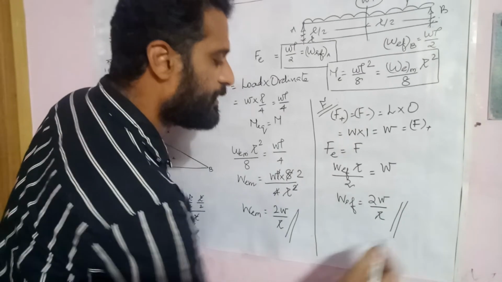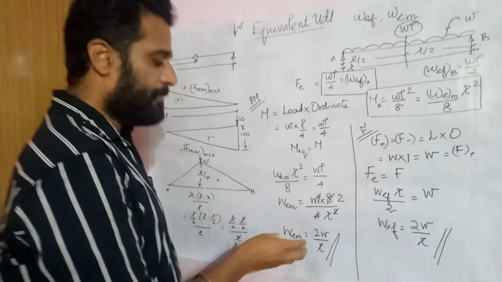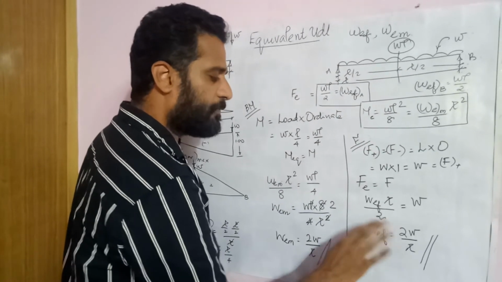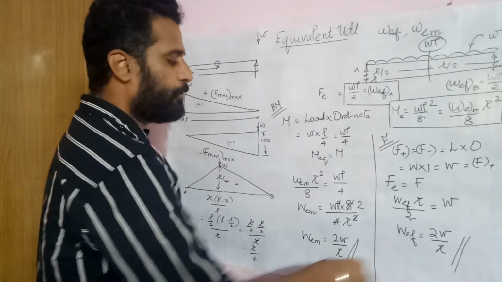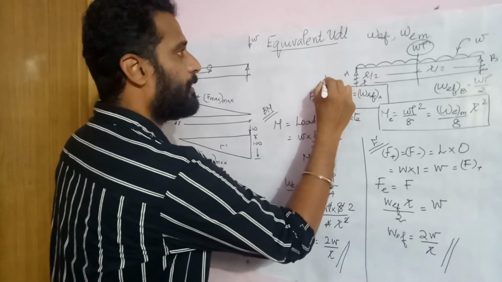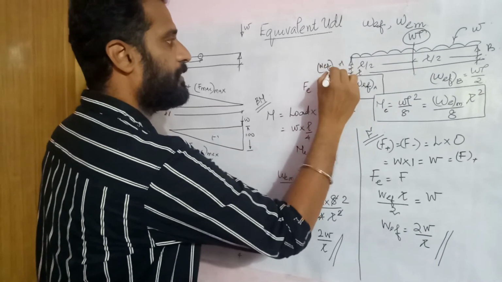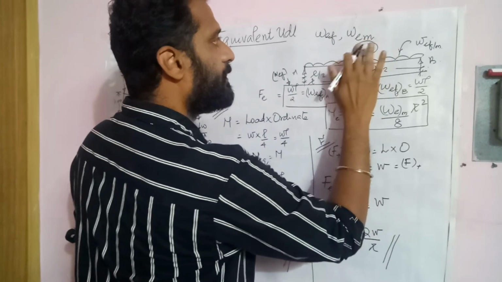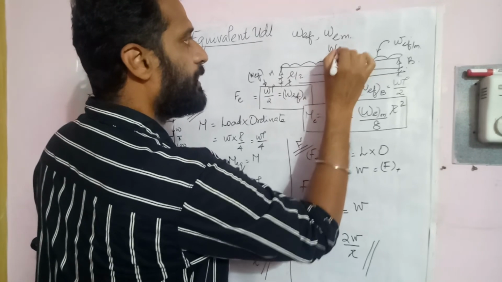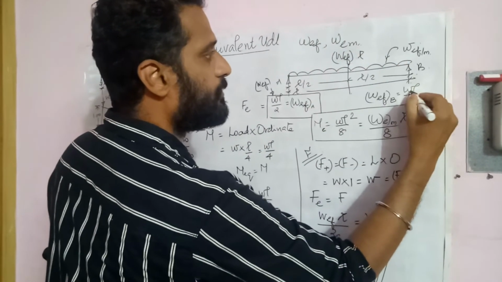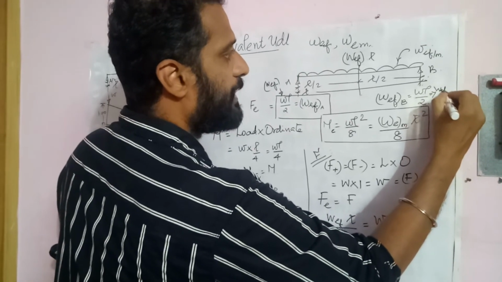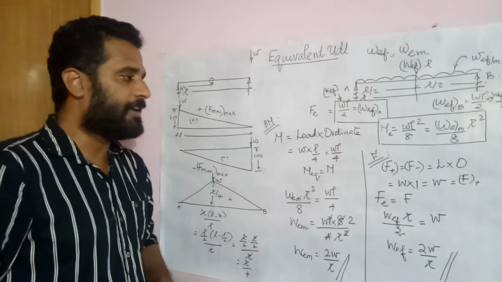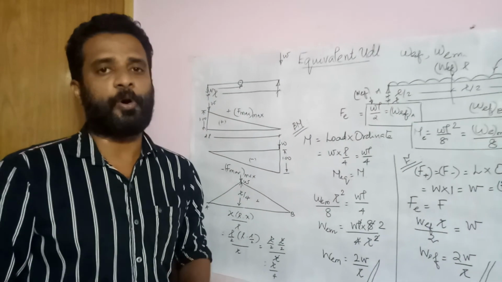But no matter, here it is the same, though not for all conditions: the equivalent load of a bending moment is not always equal to the equivalent load of the shear force. There is no such rule. For this condition both are the same, and this load is WEF per meter, and this is WEF into L, so this is also WEF into L by 2. So this is how we calculate the equivalent UDL in case of shear force and bending moment for a single point load. Thank you.